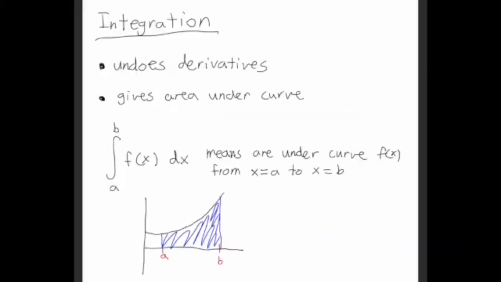So integration, this undoes differentiation and derivatives, and it also gives the area under a curve. So integrating from a to b of f of x dx means that you are finding the area under the curve f of x from point A to B.